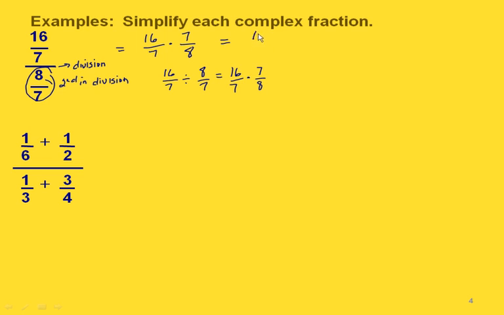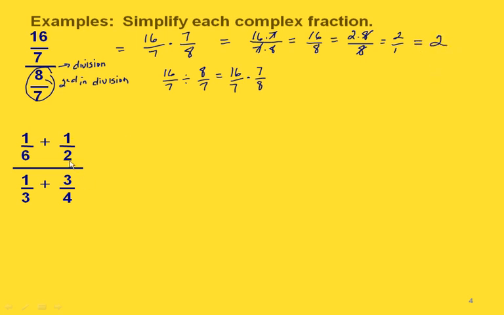Now again, since we're doing multiplication, we're just going straight across, multiplying numerators and multiplying denominators. Right away we can see that we can cancel out a 7. And let's just factor this down a little bit. Since 16 is 2 times 8, we don't even have to factor this down any further. We can see that we could cancel out an 8. That gives us just a 1 on the bottom, which means that this turns out just to be 2.